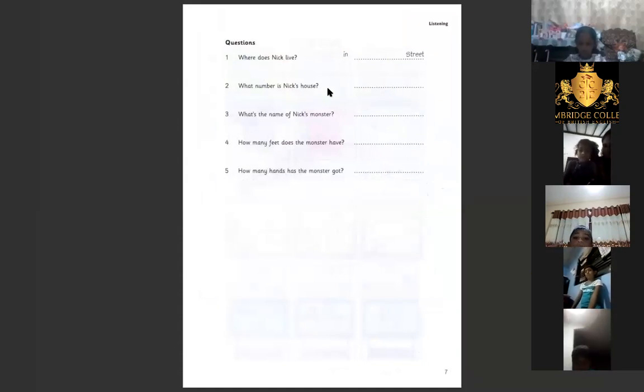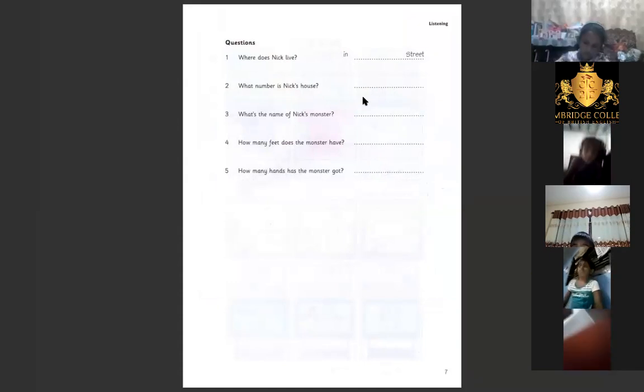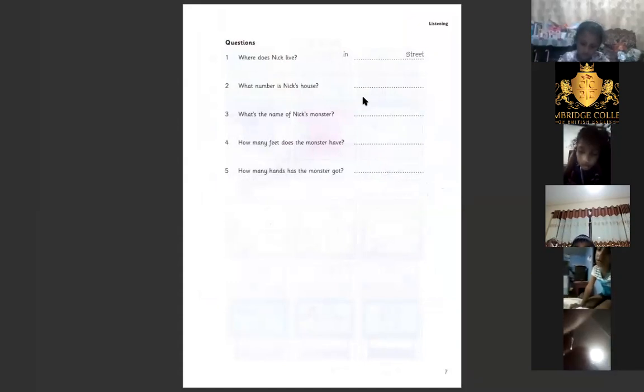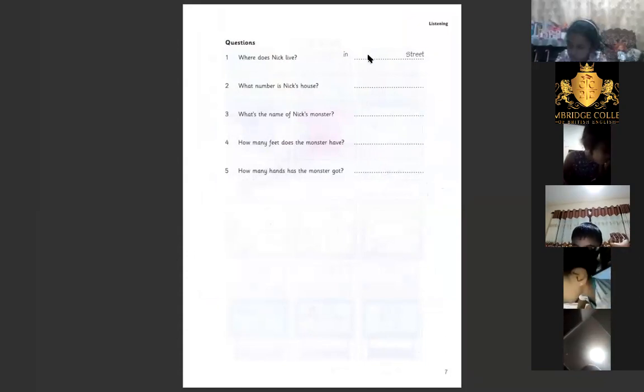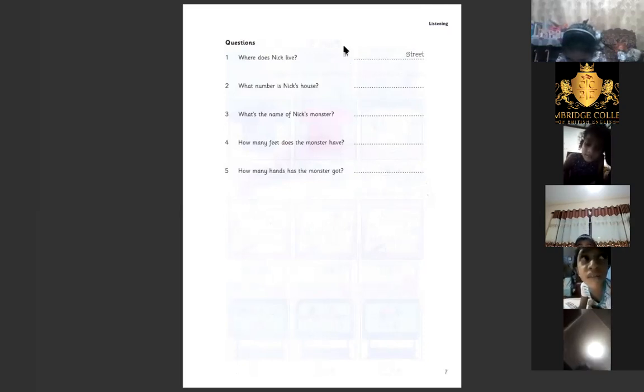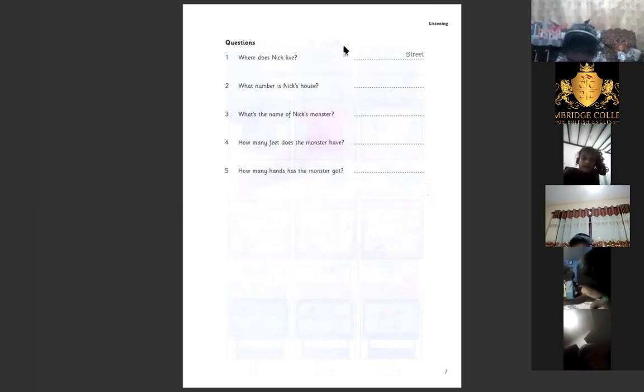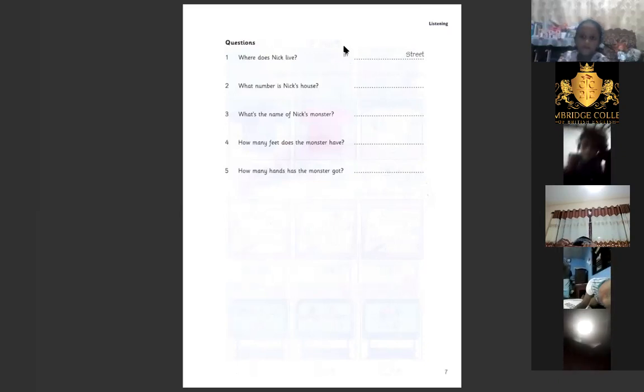Listen to it carefully. 1. Where do you live, Nick? In a house in Water Street. Is that W-A-T-E-R? Yes, that's right. Two. What number is your house? It's number 12. Sorry, what number? Number 12.